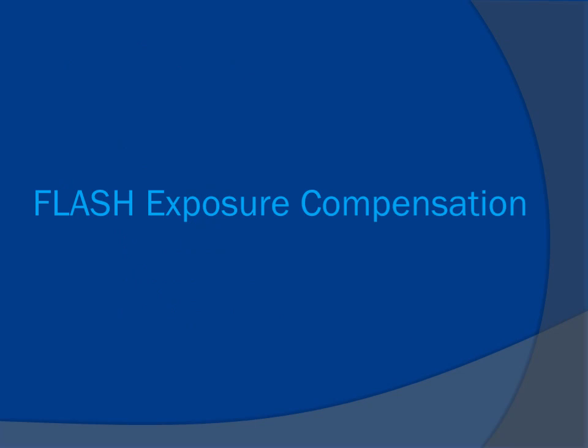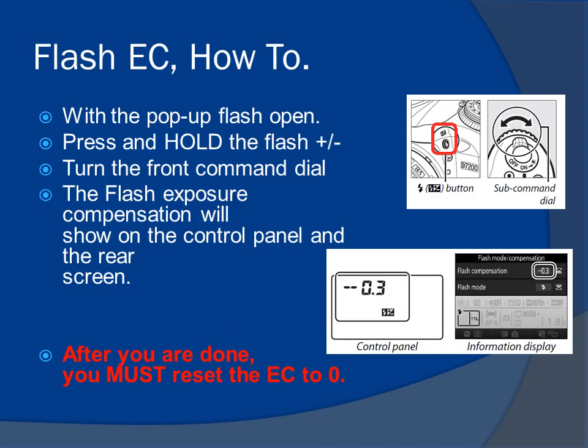Flash exposure compensation. How to? With the pop-up flash open, press and hold the flash compensation button. It is on the side of the camera as shown in the top picture. Then turn the front command dial. The flash exposure compensation will show on the control panel and the rear screen as shown on the bottom picture. Like regular exposure compensation, after you are done, you must reset the exposure compensation to 0.